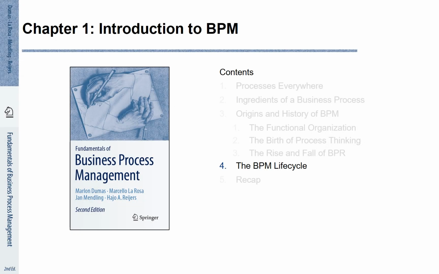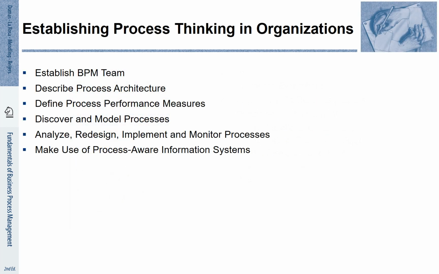Chapter number 1, Section 4, the Business Process Management Lifecycle. The experiences of business process re-engineering had some important implications for how business processes are supposed to be managed. It became clear that first and foremost it is important to establish process thinking in the organization.